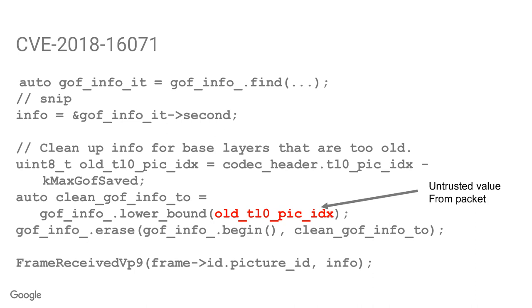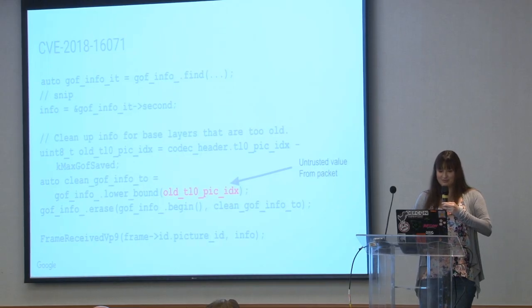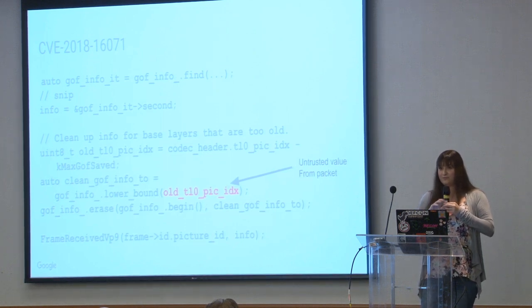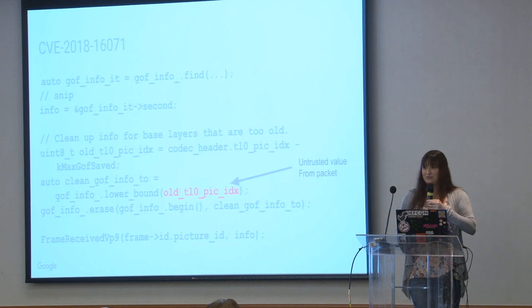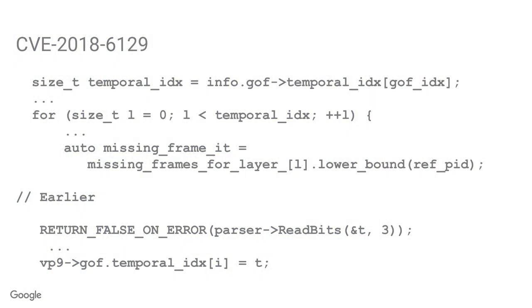Then there was another issue, and this one was kind of similar. Once again, the red thing is a value pulled out of the packet. Then it calls lower bound, which basically strips everything lower than a certain value out of a vector, and then they erase everything that they stripped out. You'll notice at the bottom here, though, they use something that they pulled out of this vector before they called the erase function. So this is once again a use after free, related to vectors and different C++ constructs. It's fairly unusual to see bugs like this, or at least I haven't seen that many reported, so I thought they were pretty interesting.